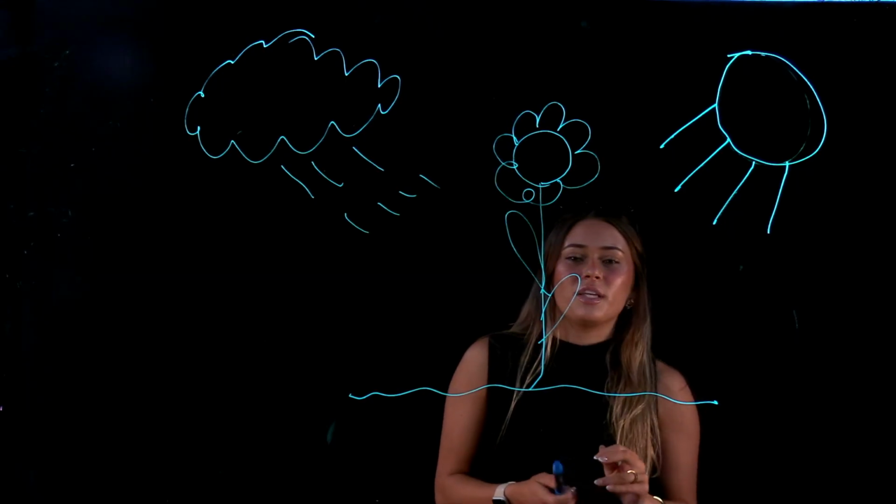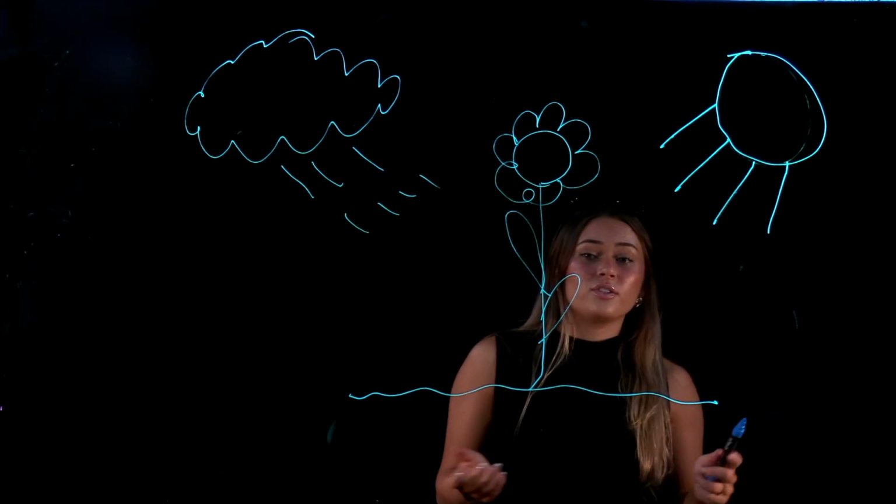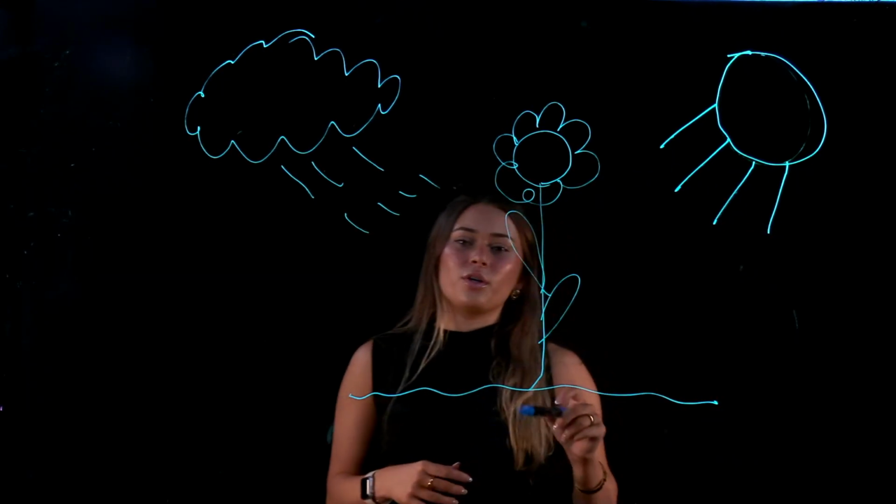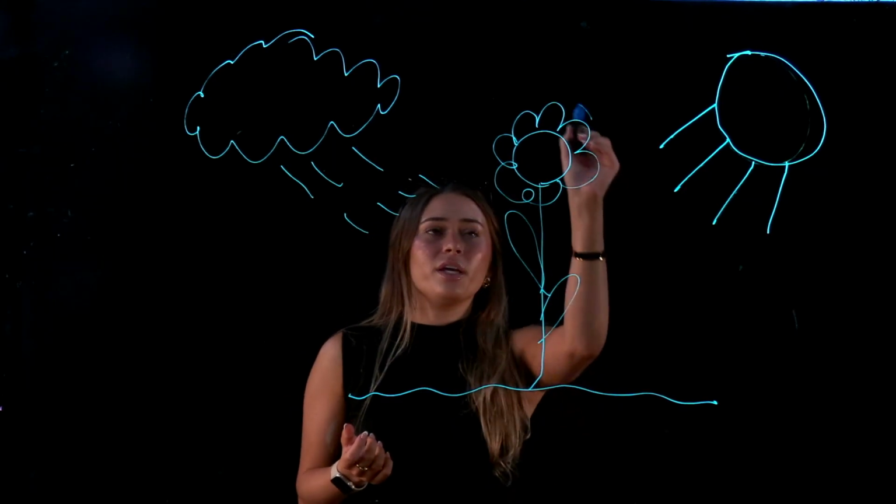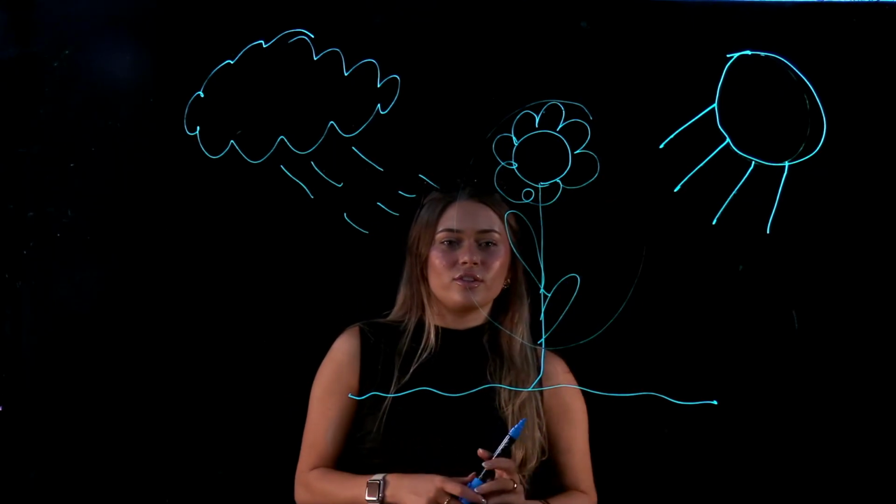The non-living factors of an ecosystem are called abiotic factors, like the sun, the rain, the soil. But the living things, like the plant growing, are called the biotic factors.